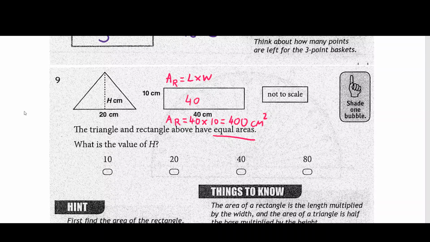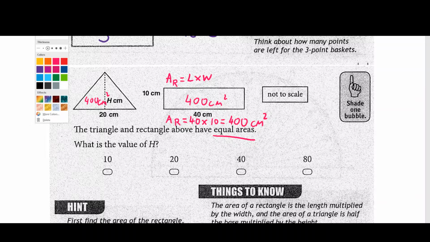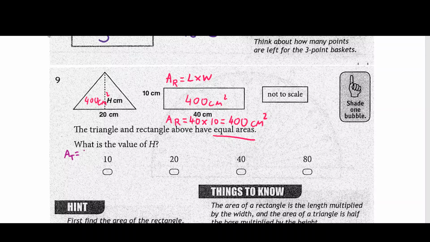So the triangle and rectangle have equal areas. So if this is 400 square centimeters, then this triangle is 400 square centimeters. Now, the area of a triangle, I'll do that down here. Area of a triangle is 1 divided by 2 times the base times the height. And we want this area to be 400. So we need to figure out what h is.